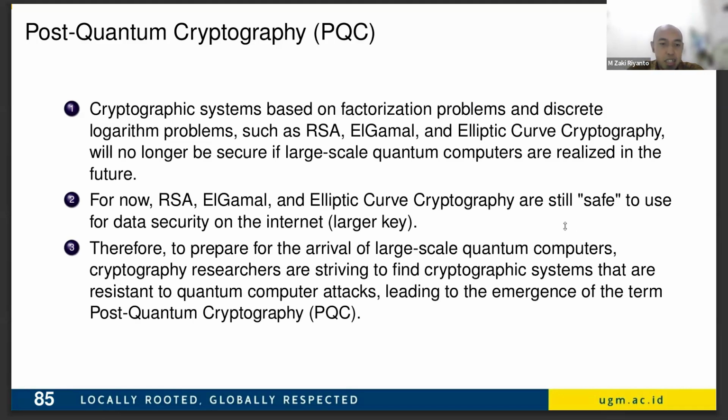For now, RSA, ElGamal, and elliptic curve are still safe to use for data security, but with a longer key. Therefore, many researchers in cryptography try to find another cryptographic system that is resistant to quantum attack.